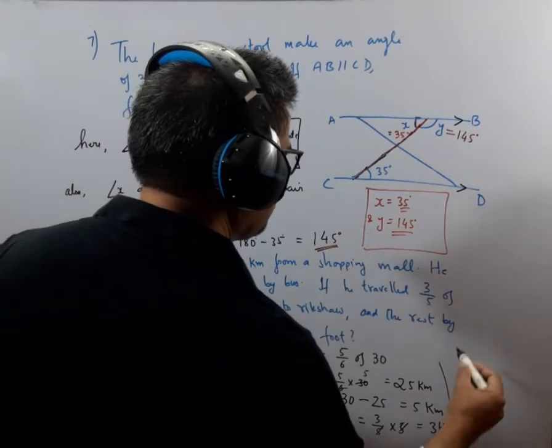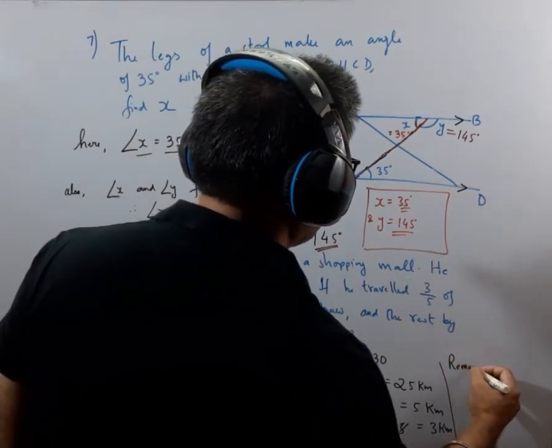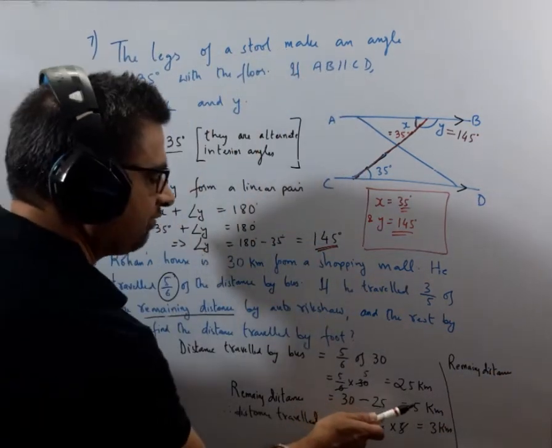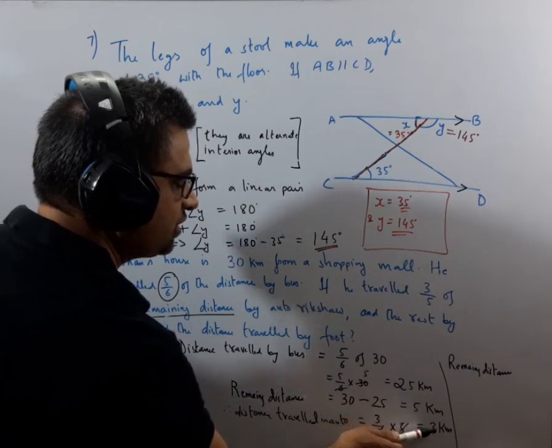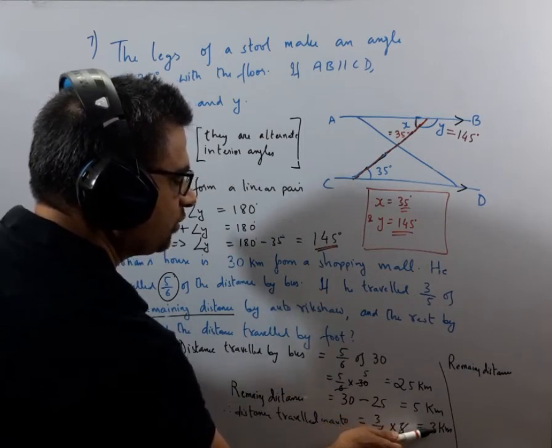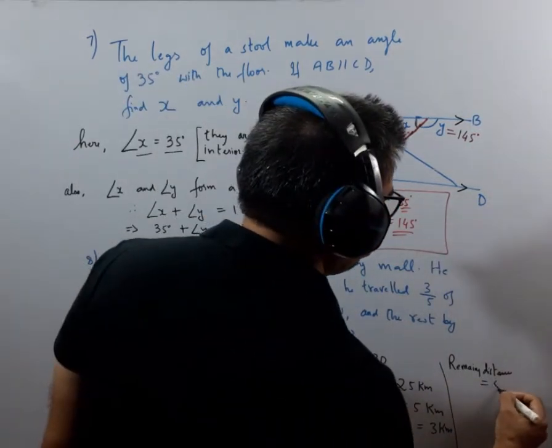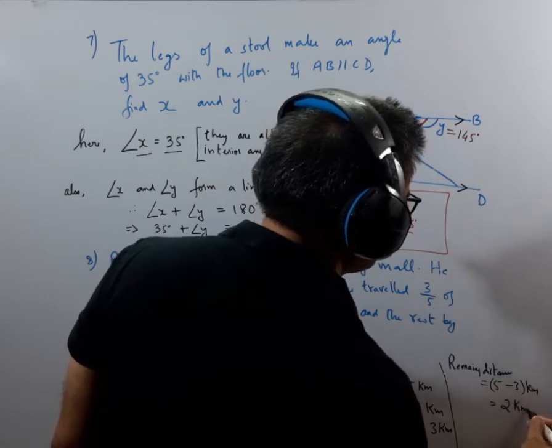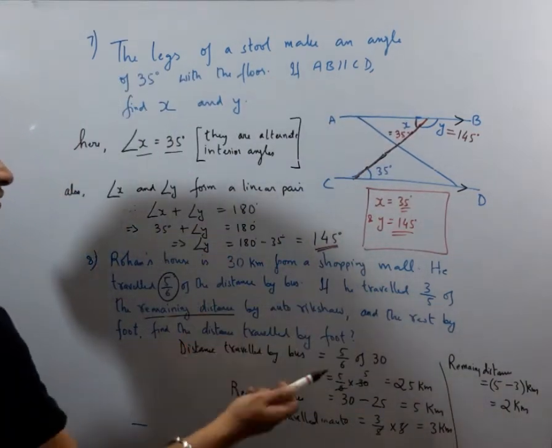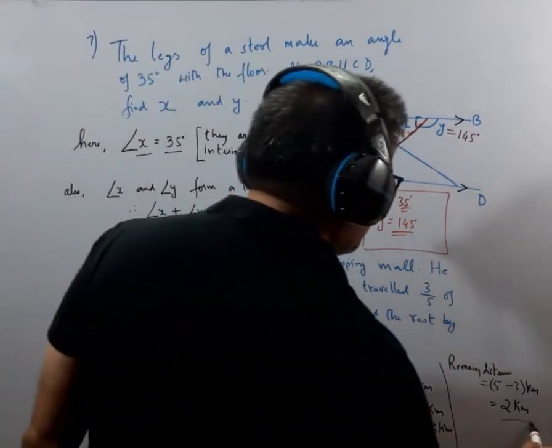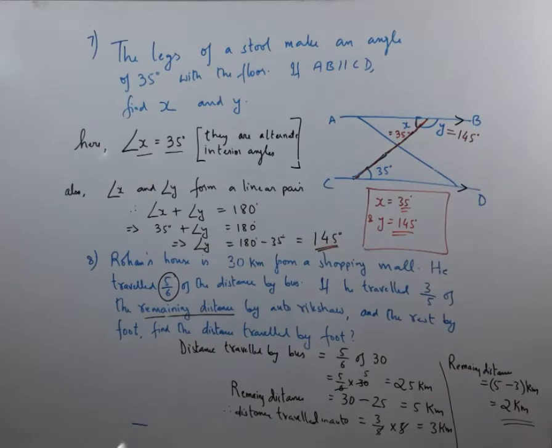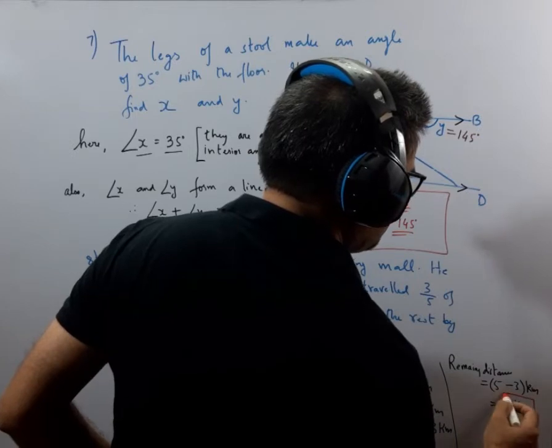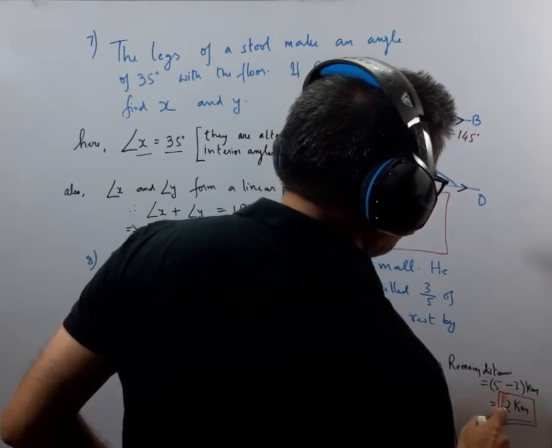So what is the rest? The remaining distance. Mind you, he had 5 kilometers left, out of which he has traveled 3 kilometers by auto rickshaw. So the remaining distance is 5 minus 3. This is equal to 2 kilometers. And he travels the rest by foot. So how much does he travel by foot? Well, 2 kilometers is what he travels by foot.